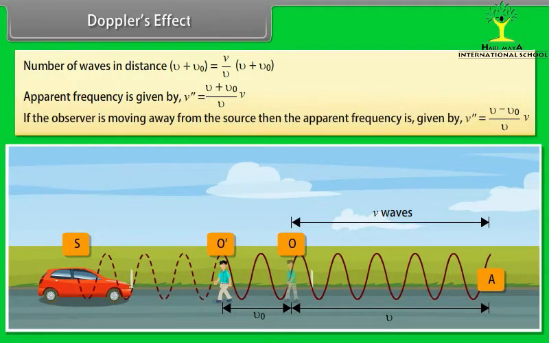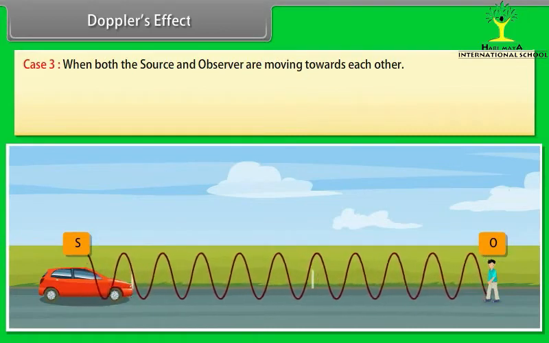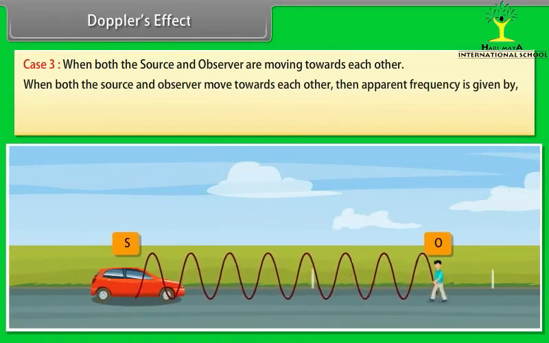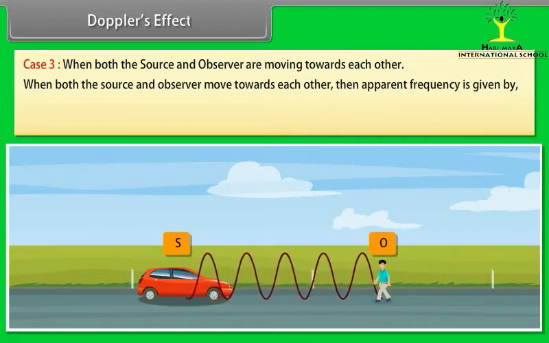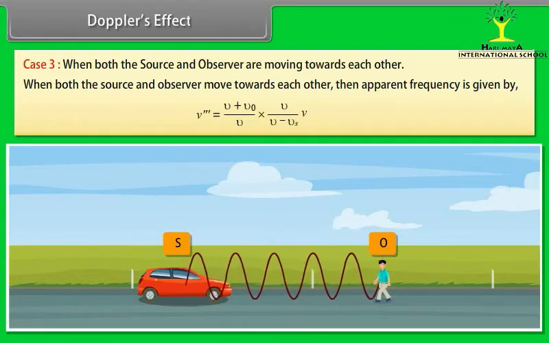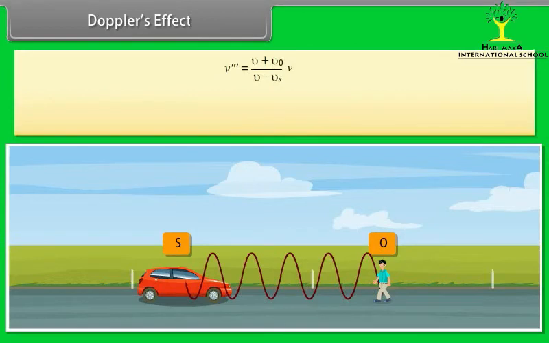If the observer is moving away from the source, then the apparent frequency is given by nu double dash is equal to v minus v0 upon v multiplied by nu. Case 3. When both the source and the observer are moving towards each other, then apparent frequency is given by nu triple dash is equal to v plus v0 upon v minus vs multiplied by nu.